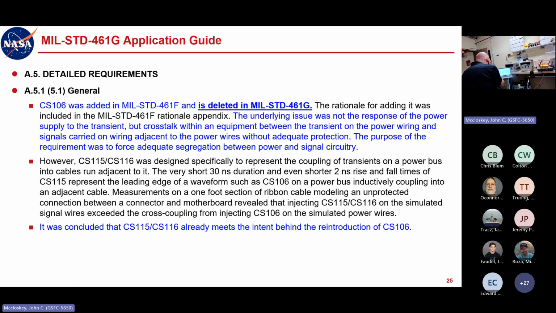So I recall discussing this with Ken Javor some years ago, where I think on some of these Navy platforms, they would combine power and signal wiring in a given cable and going to a common connector. And I think that was the concern that they were trying to address here.